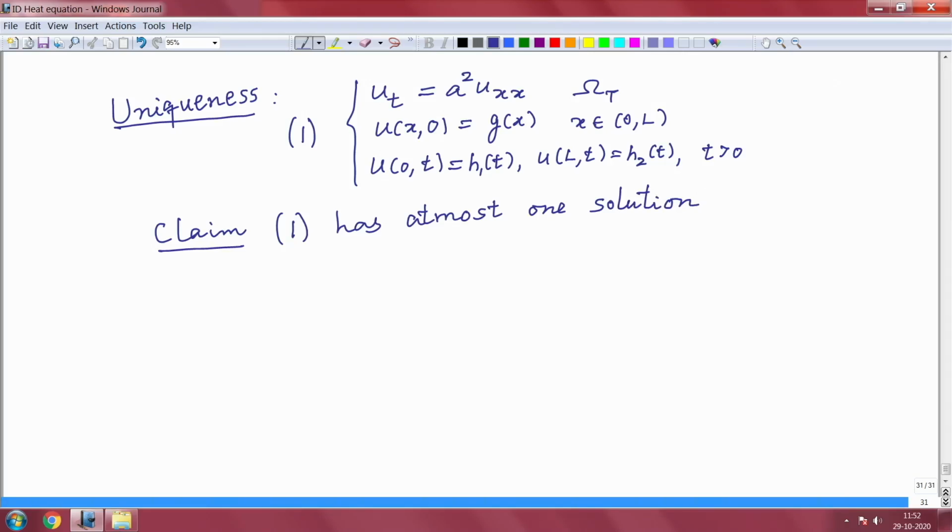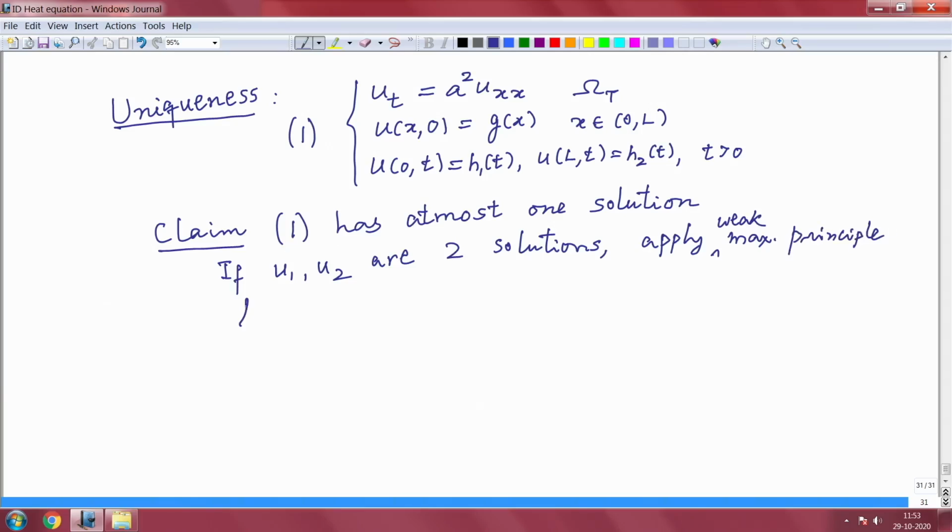So, again if there are two solutions, you take the difference. If u1 and u2 are two solutions, apply the weak maximum principle to u equal to, again you take the difference, to conclude u is identically 0. That gives you uniqueness. Comparison, what is comparison?